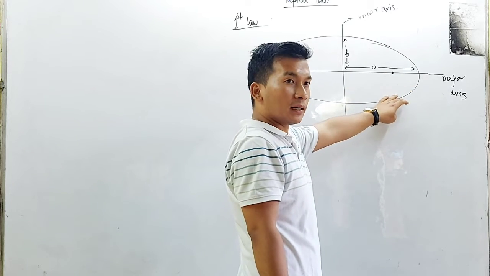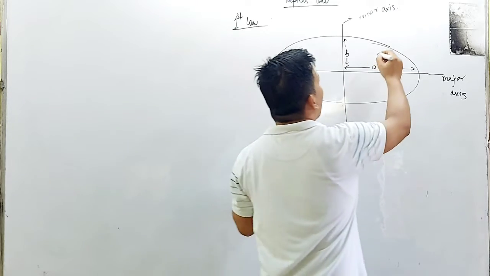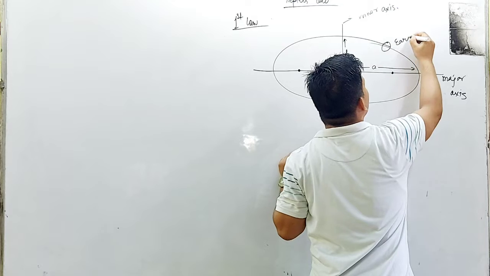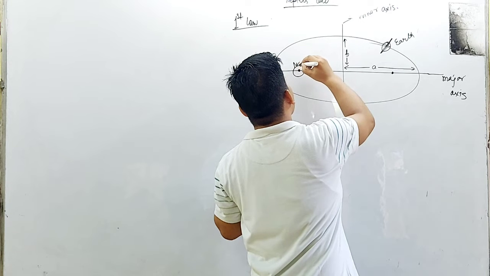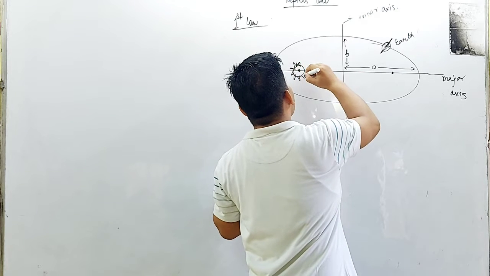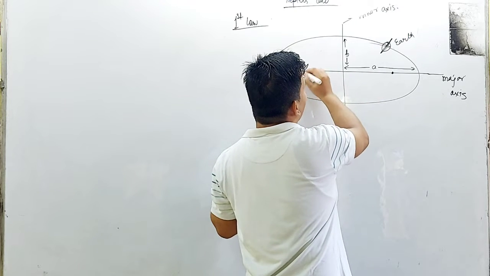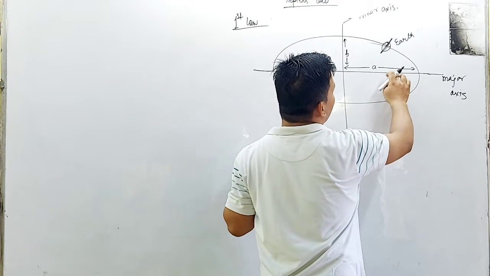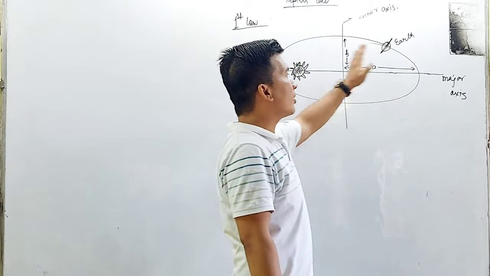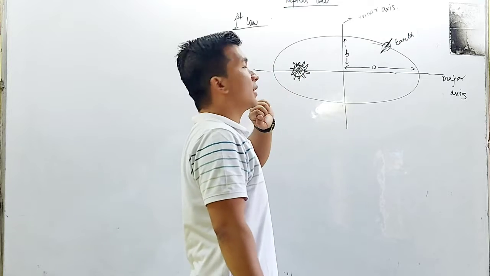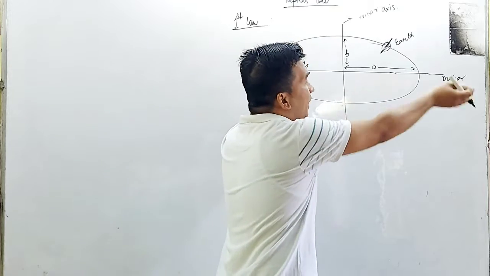foci. With respect to the path chosen by the planet, this is our earth and this is the sun. This is one of the foci. We should not take this again; one of the foci may be here or it may be here. What I am trying to say is that your focus may be on the right hand side or on the left hand side.